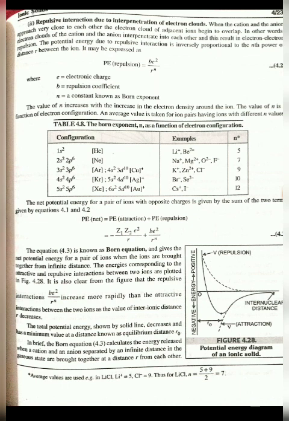The energies corresponding to the attractive and repulsive interactions between two ions are plotted in figure 4.28. It is also clear from the figure that the repulsive interaction Be square upon R power n increases more rapidly than the attractive interactions between the two ions as the value of interionic distance R decreases. The total potential energy shown by the solid line decreases and has a minimum value at a distance known as equilibrium distance R0. In brief, the Born equation 4.3 calculates the energy released when a cation and an anion separated by an infinite distance in the gaseous state are brought together at a distance r from each other.